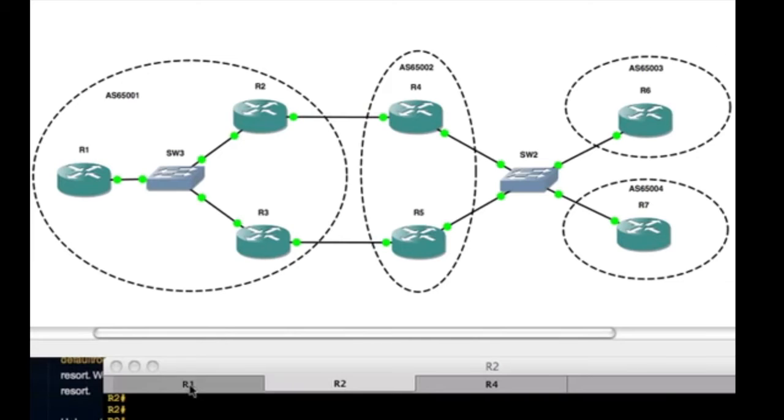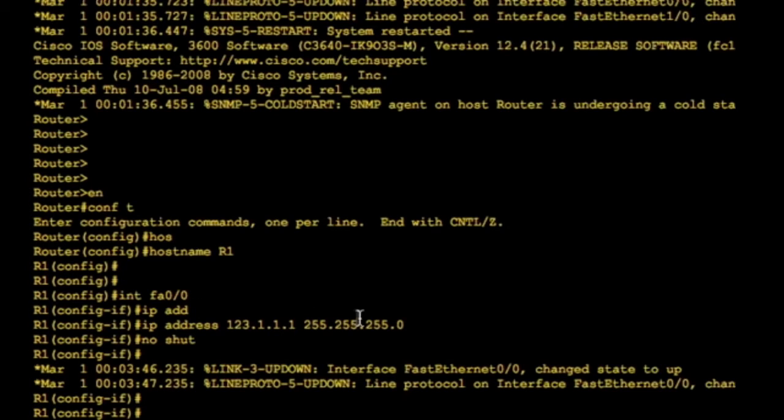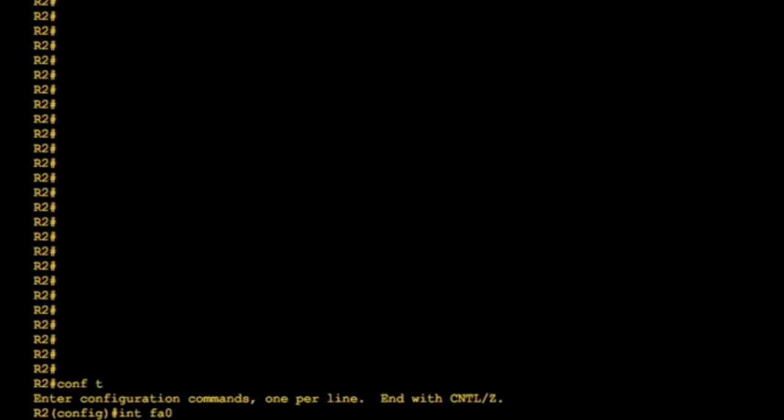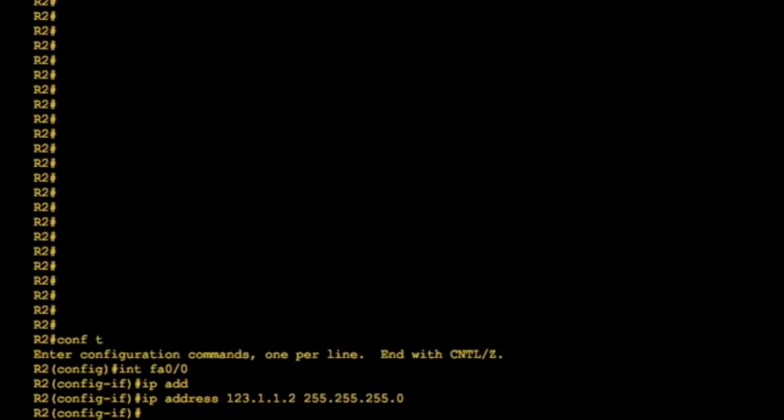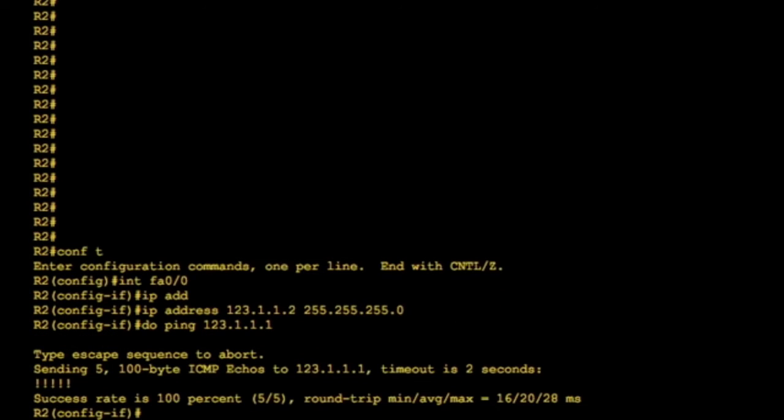So let's have a look what we've got already. I've configured R1's FastEthernet 0 interface, which connects to R2. Haven't configured R2 yet, so let's go ahead and do that. So in R2, we go in here, and let's just pop the LAN address in here, and let's have a quick ping just to make sure that's come up. That's great. So that's R2 to R1.